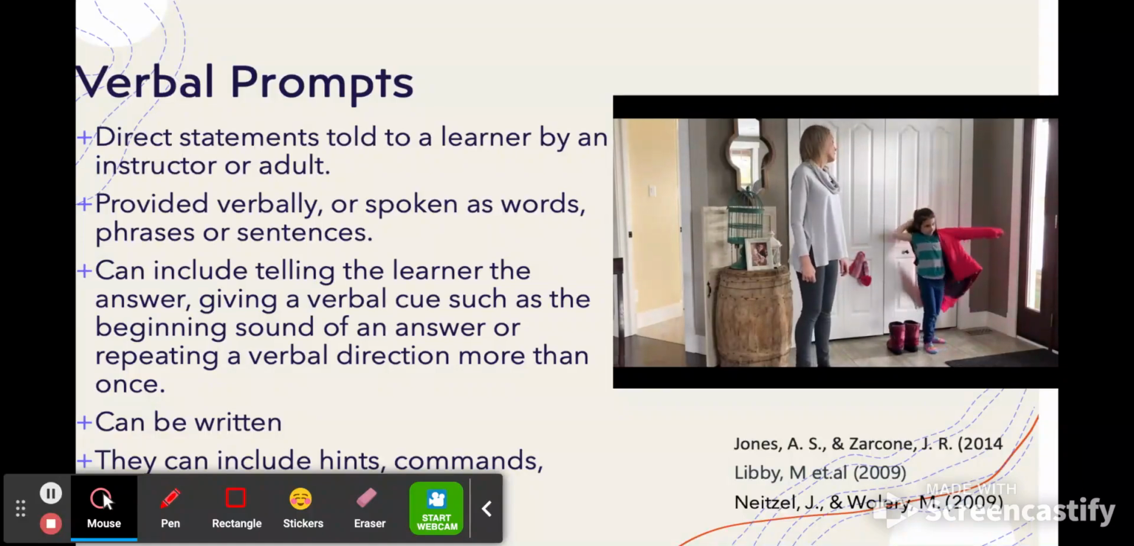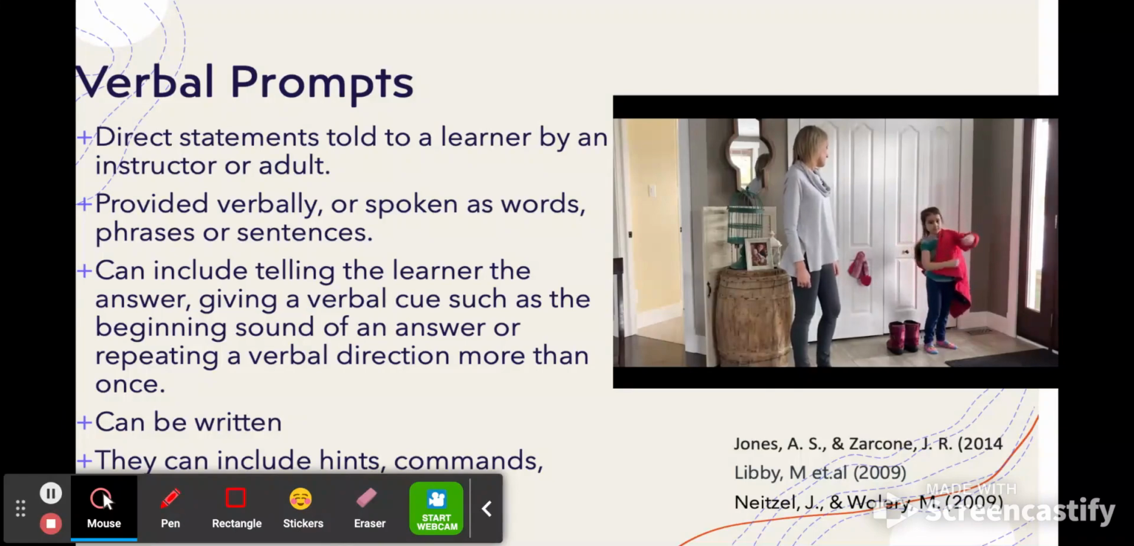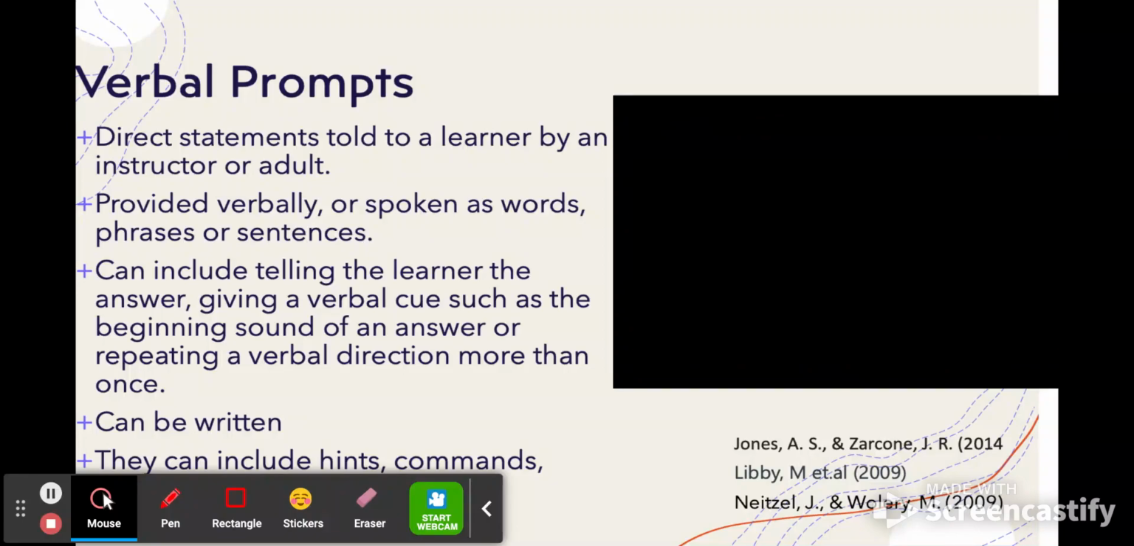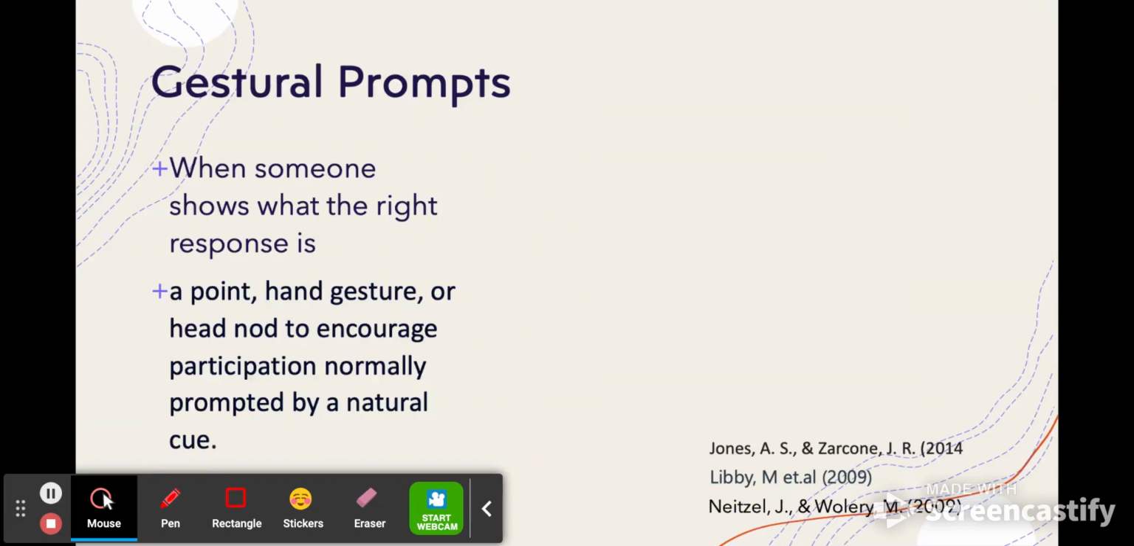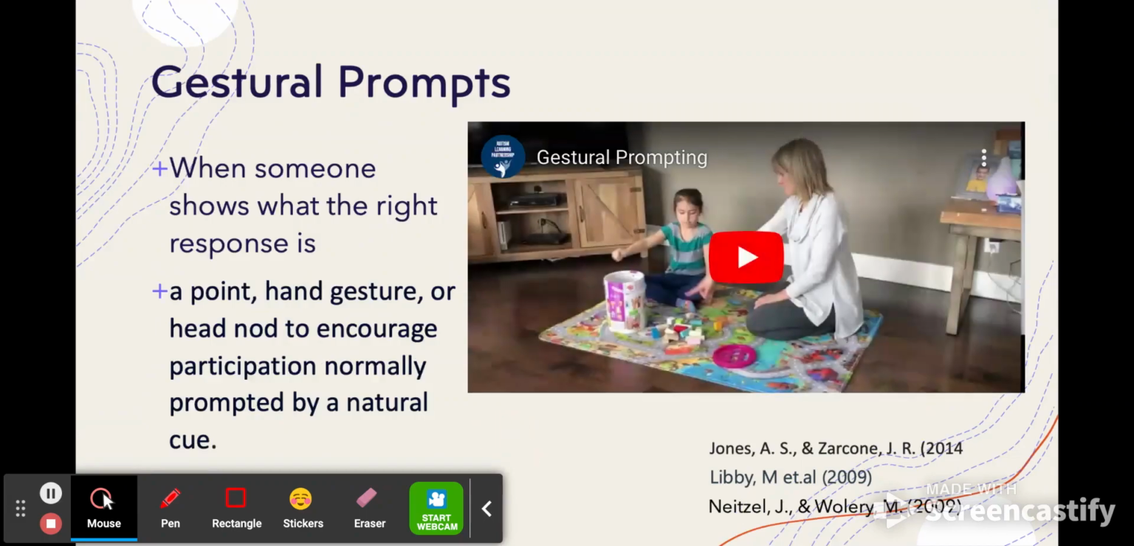Here, the instructor provided the verbal prompt, go put your coat on. And here, the instructor is teaching the learner how to get dressed using verbal prompts.